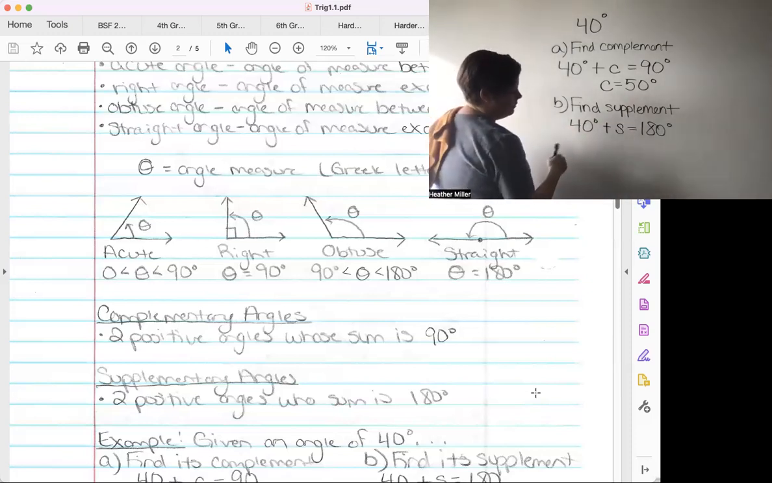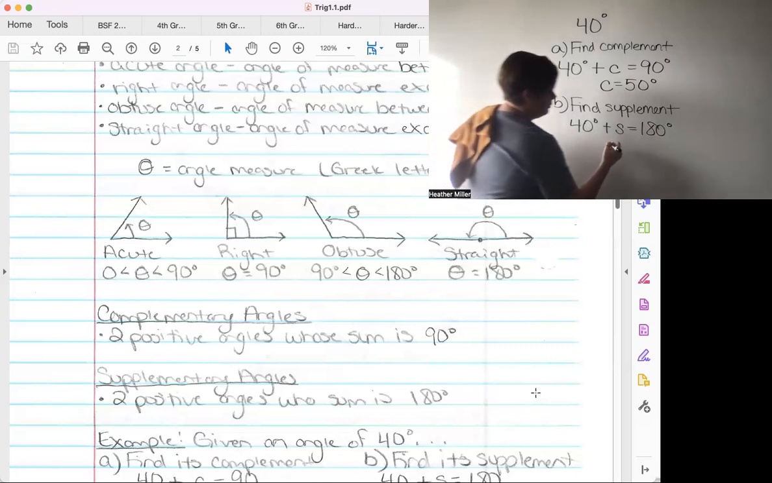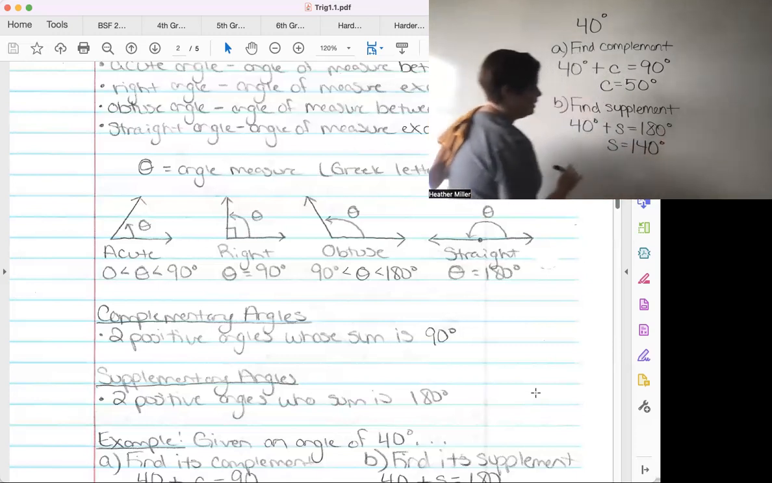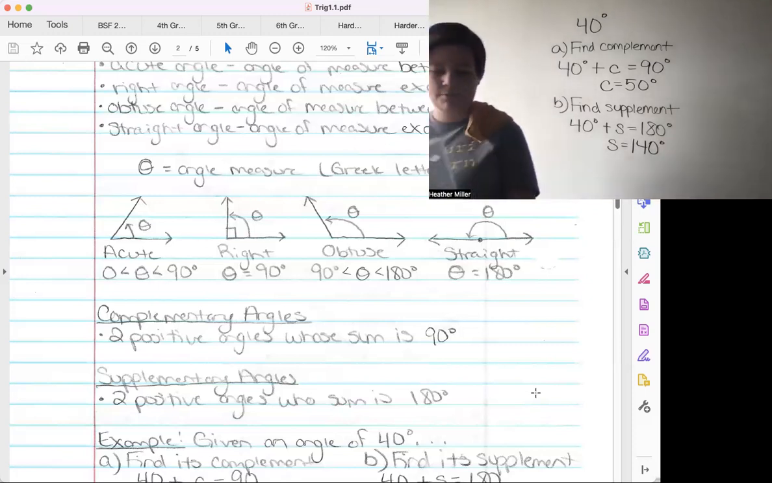Let me come back over here. In order to find the supplement, I would subtract 40 from both sides so that the supplementary angle would be 140 degrees.